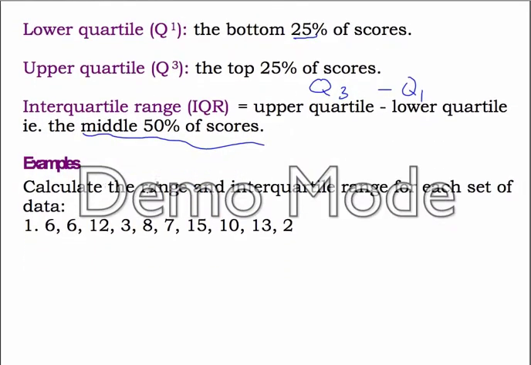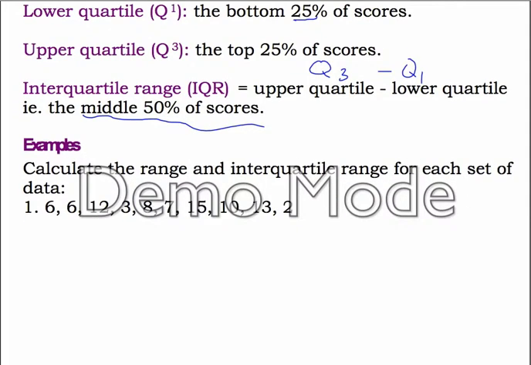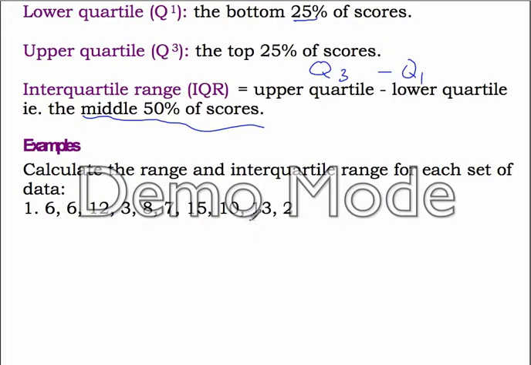Okay, so first we're going to look at an example. We're going to calculate the range and interquartile range for each set of data. So here, we're going to do this one by hand and I'll show you how to do it with the calculator. First thing we need to do is write this in order.